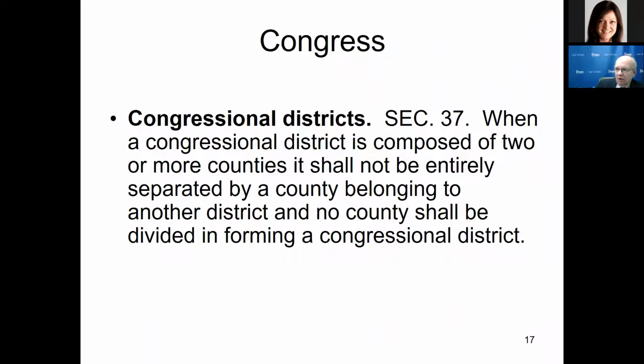In regards to congressional redistricting, Article 3, Section 37 was amended to provide that when a congressional district is composed of 2 or more counties, it shall not be entirely separated by a county belonging to another district. In effect, congressional districts need to be contiguous, and it further provided that no county shall be divided in forming a congressional district. Congressional districts consist of whole counties.